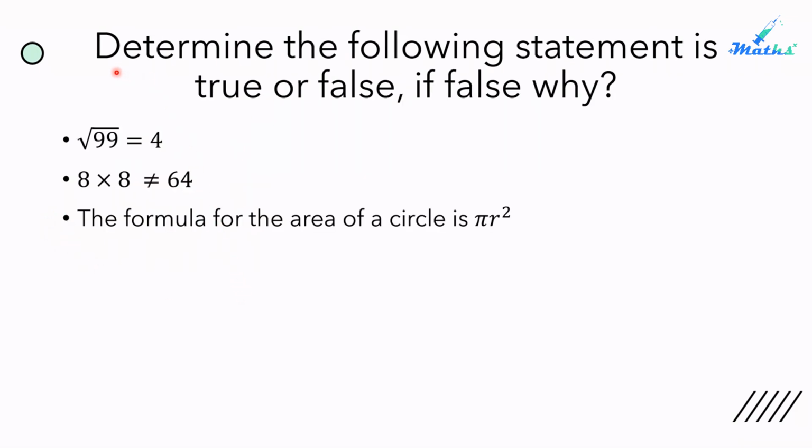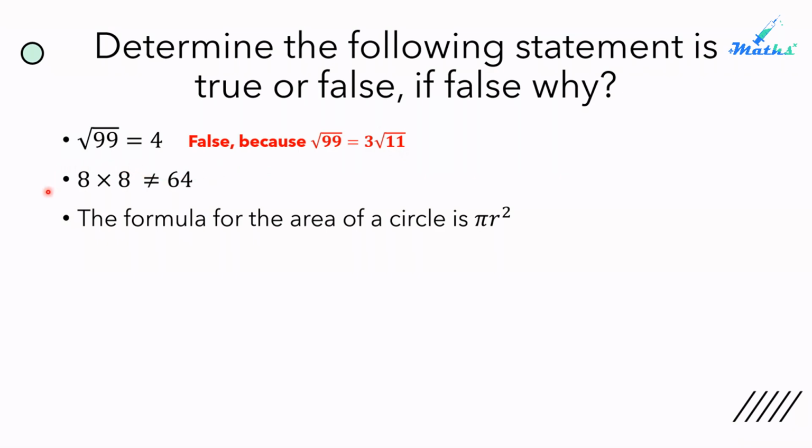Here is a question: determine whether the following statement is true or false. If false, give the reason why. The first question is square root of 99 equal to 4. This is false because square root of 99 is equal to 3 square root of 11.